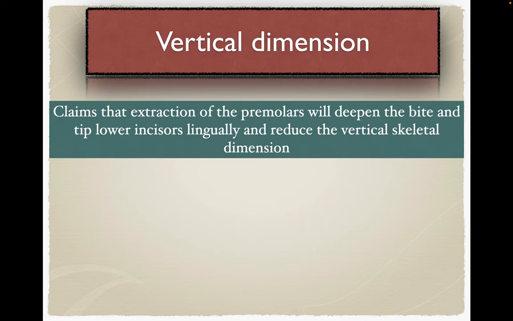So the smile, again, extraction caused no problem with the buccal corridor. No problem with the profile so far. What about vertical dimension? There is a claim that extraction of the premolars will deepen the bite and tip the lower incisors lingually and reduce the vertical skeletal dimension. Vertical skeletal, not only dental relationship.